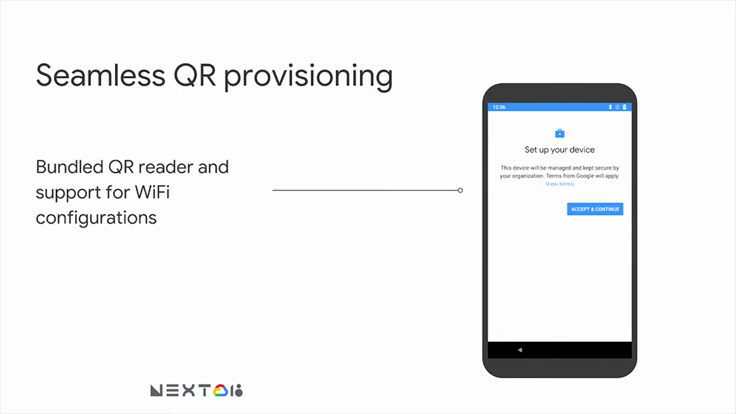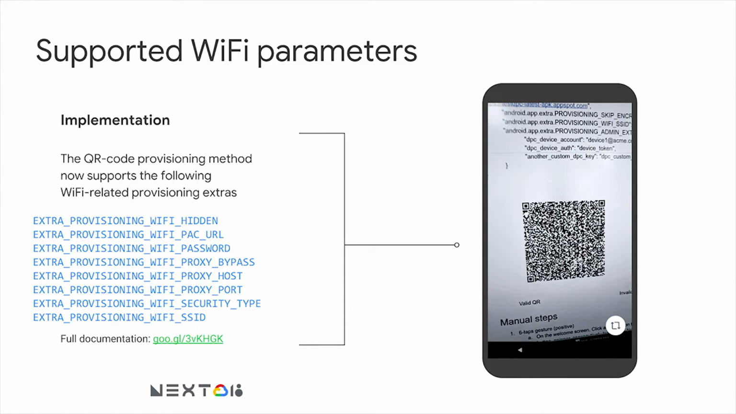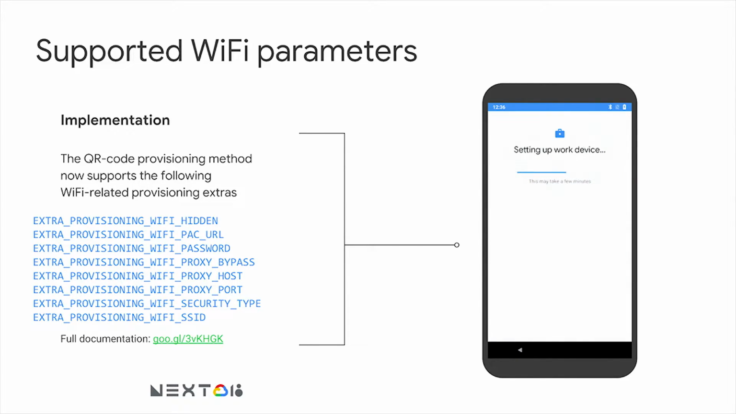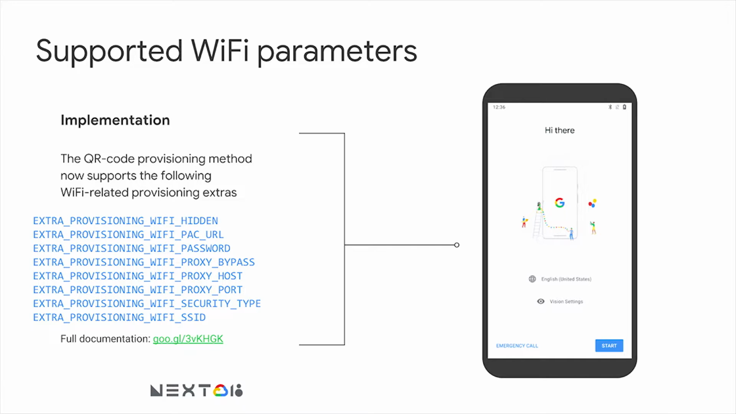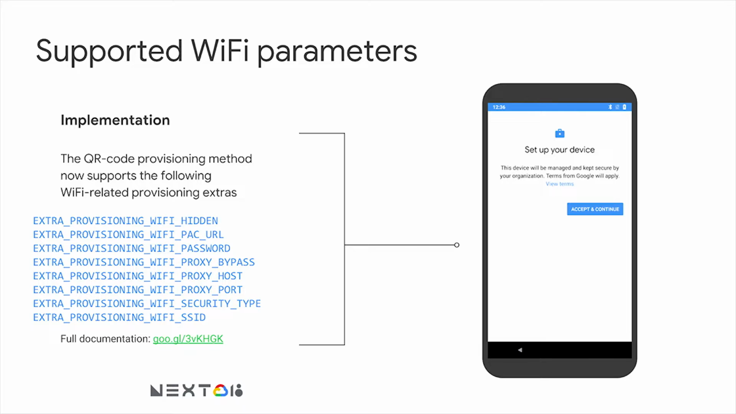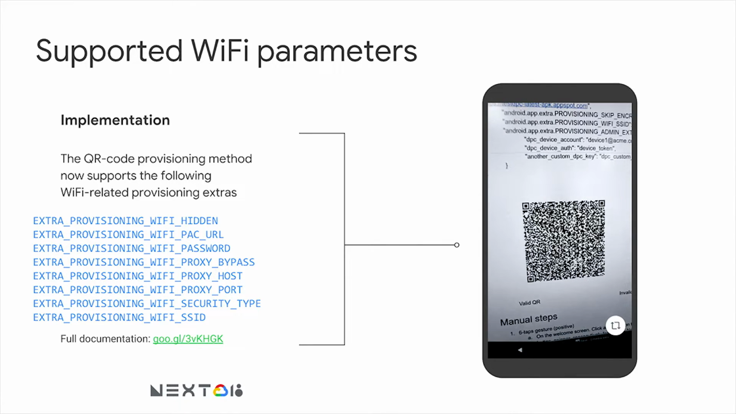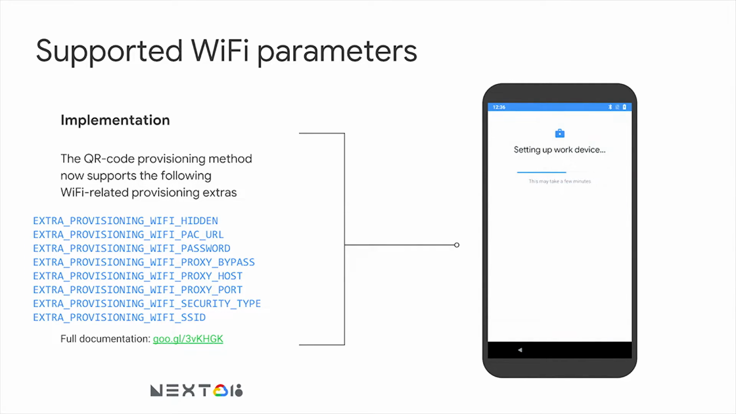What's nice about the Wi-Fi configurations is that if that Wi-Fi access point is within range, the device just connects immediately, and the enrollment process continues. Setup wizard just continues to go through. We support a number of different Wi-Fi credentials, so things like the name of the SSID, the password. Any proxy details you want to specify, that's all going to be encoded in the QR code.